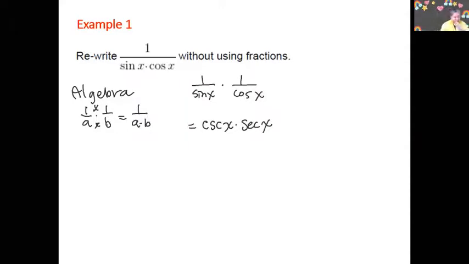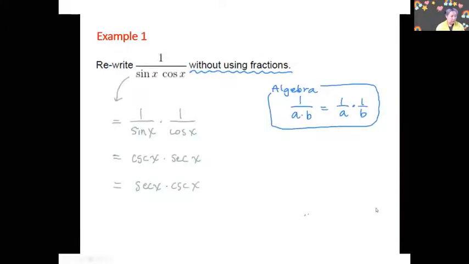But you will not see this answer directly in the choices. Remember the multiplication has the commutative property, so it's totally fine that we rewrite and rearrange. So secant x times cosecant x, and this must be one of the answer choices given. Okay, that was easy and simple. As you see, when you check your notes, the next page has a step-by-step answer there. If you don't have any questions, we'll move on to example number 2.